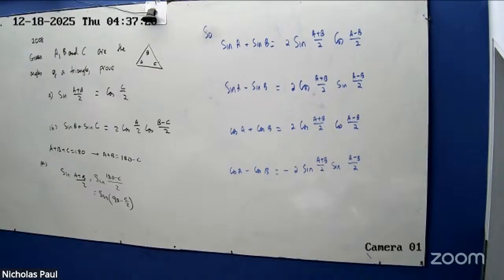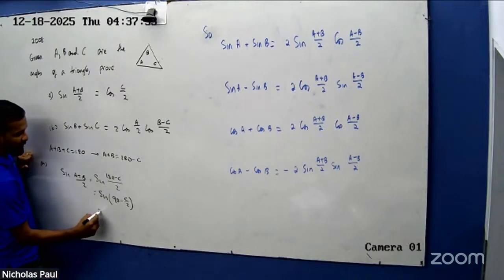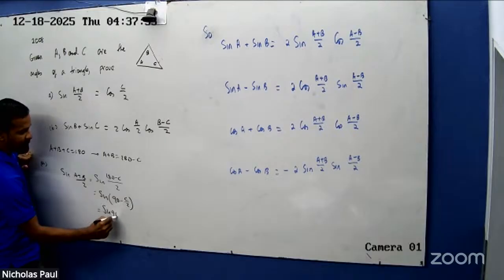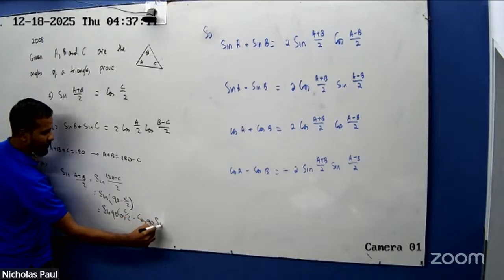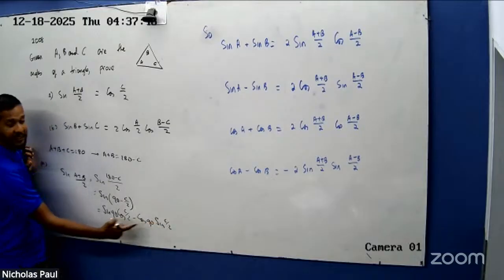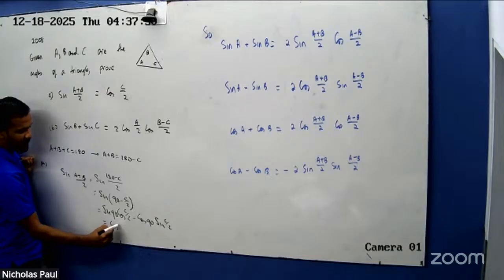Look at two up here. I want to get two up here. I'm going to figure out B. Hopefully it's done with this. Sine 90 cos C on 2 minus cos 90 sine C on 2. Cos 90 is what? Sine 90 is 1, right? So your final answer is that.